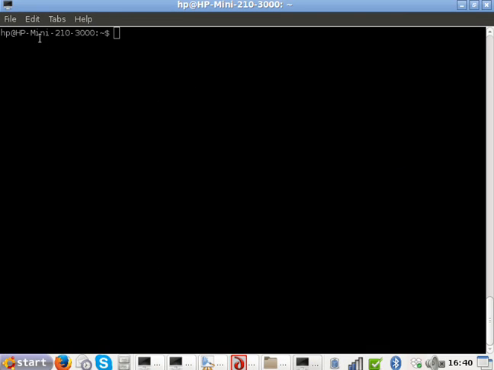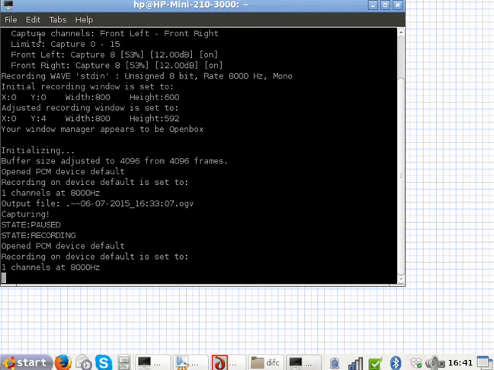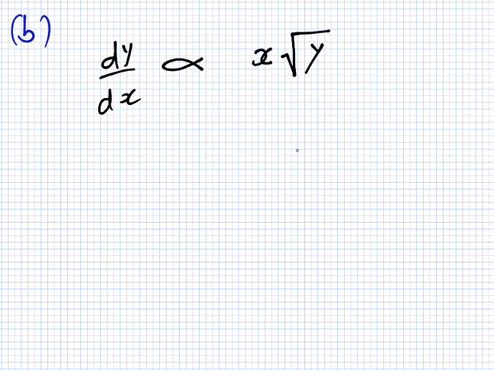B part. A curve is such that at any point the gradient is proportional to the x-coordinate times the square root of the y-coordinate. That's what it says. Solve. So we have dy/dx = kx root y.